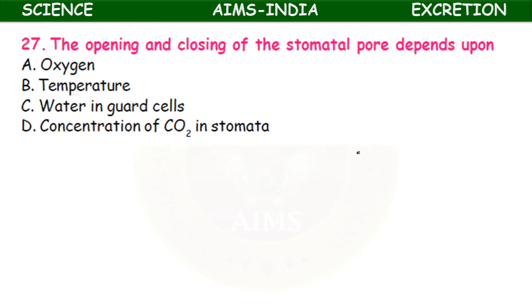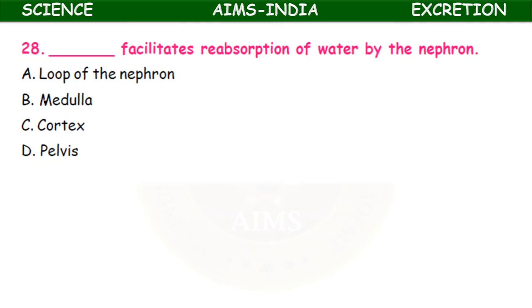The opening and closing of the stomatal pore depends upon oxygen, temperature, water in the guard cells, concentration of carbon dioxide in the stomach. It is the water in guard cells that determines the turgidity and flaccidity. Osmosis takes place, and the opening and closing of the stomata depends upon the water in guard cells.